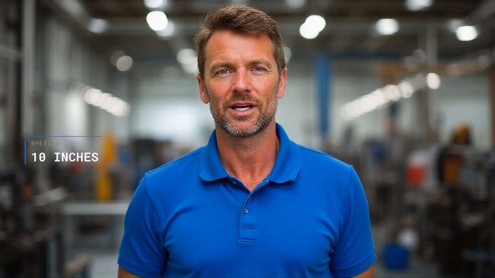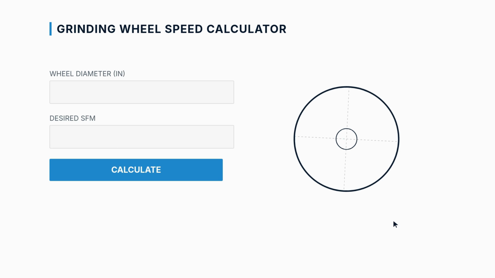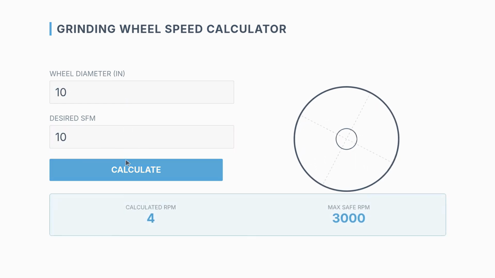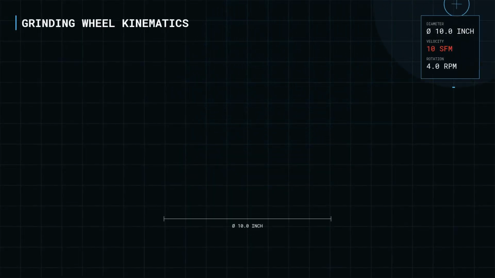Here's a practical example. I'll enter 10 inches for the wheel diameter and 10 for the desired SFM. After clicking Calculate Grinding Speed, the calculator gives us two critical results. The calculated RPM shows 4, meaning your grinding wheel needs to spin at just 4 RPM to achieve 10 surface feet per minute with a 10-inch diameter wheel.